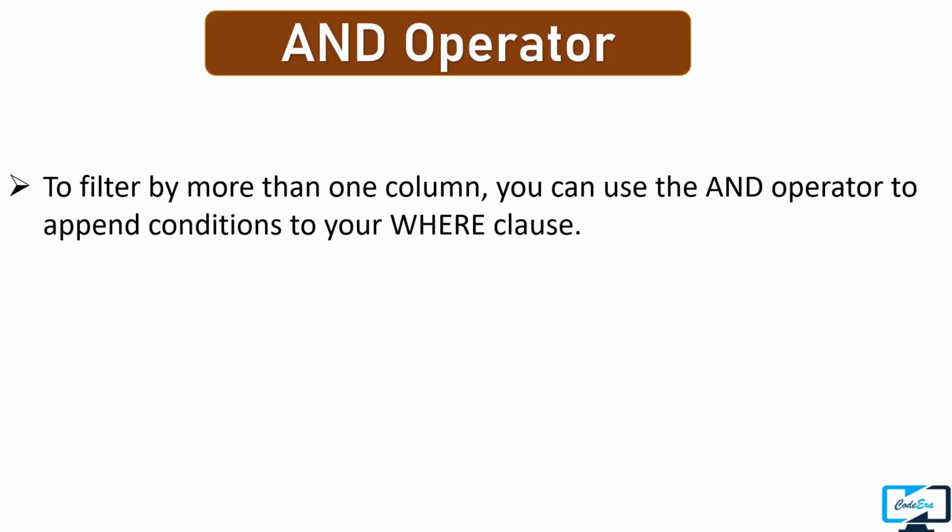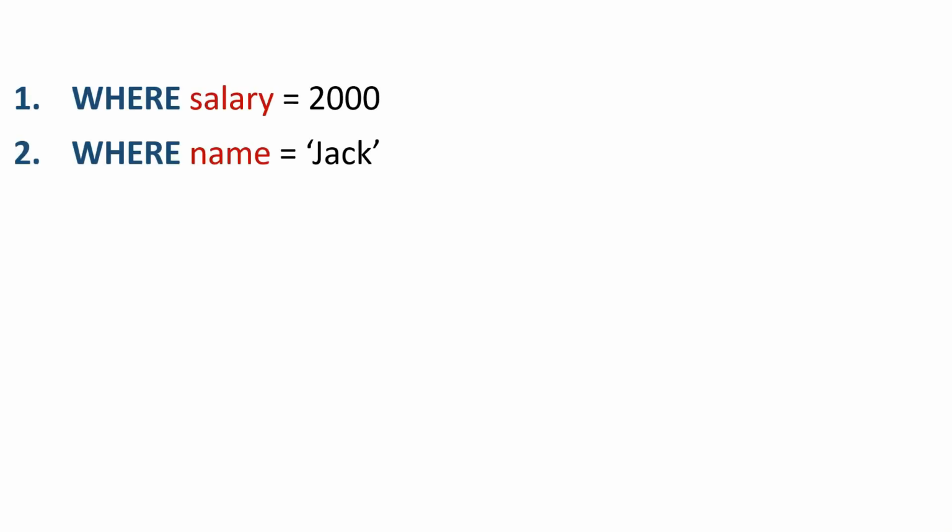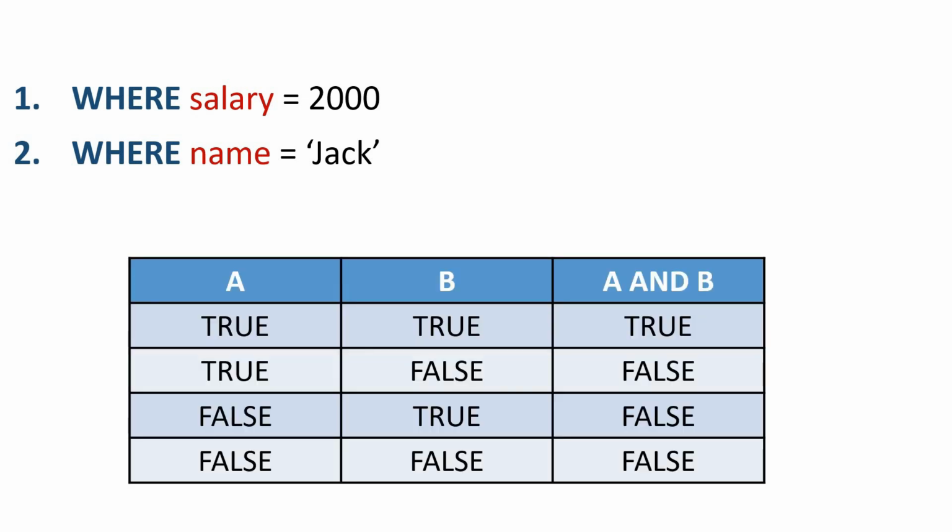So first we will discuss the AND operator. As I have already told you, with the help of the AND operator we can apply one or more conditions with the where clause. The AND operator fetches the records only if all the conditions separated by the AND operator are true. For example, here we have two conditions, that is salary should be equal to 2000 and name should be equal to Jack. So the query with the AND operator will give you results only and only if both the conditions are true. This AND operator is like the logical AND operator of any programming language. So the result will be true if all the given conditions are true.